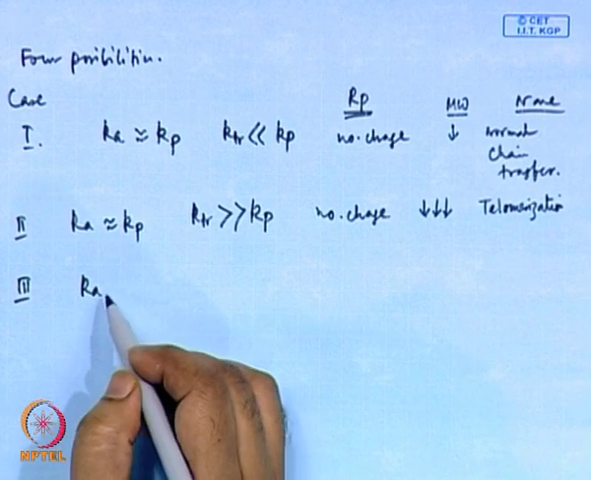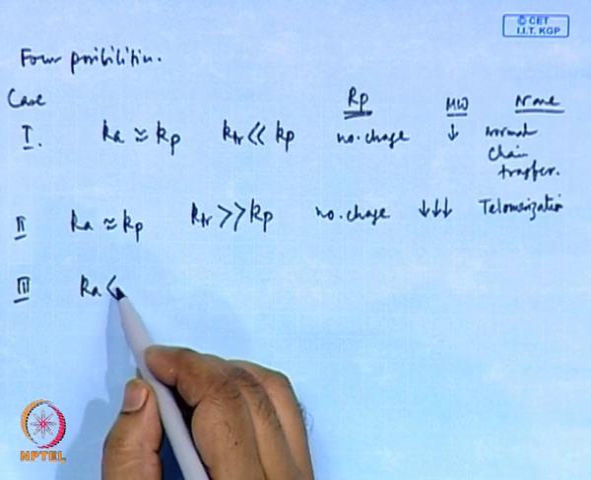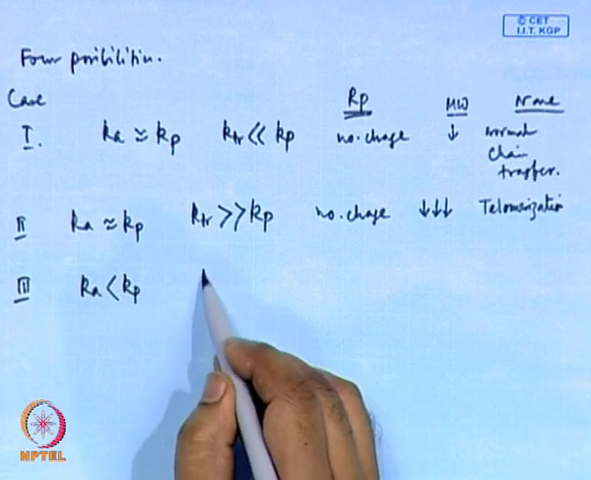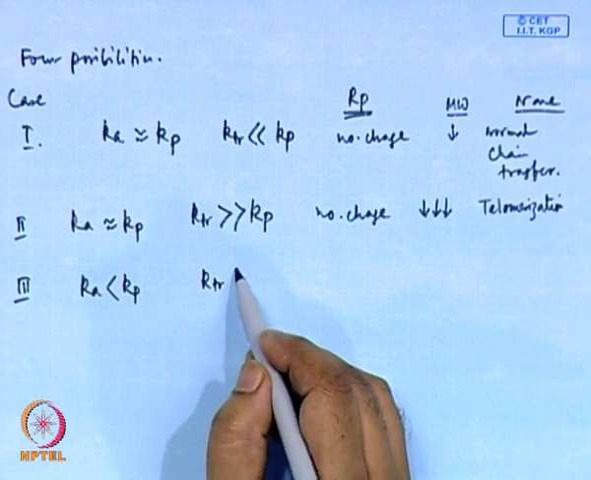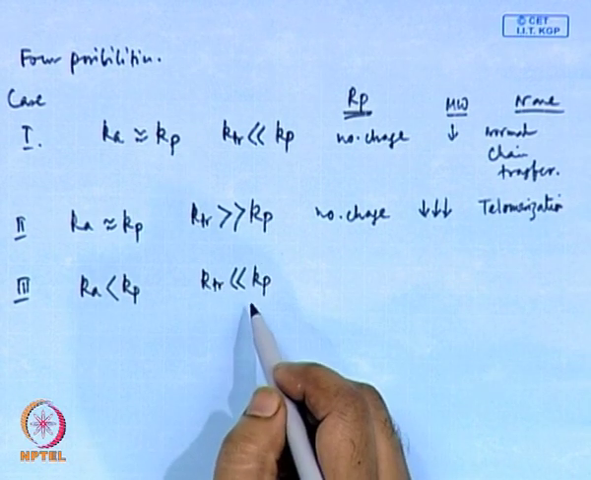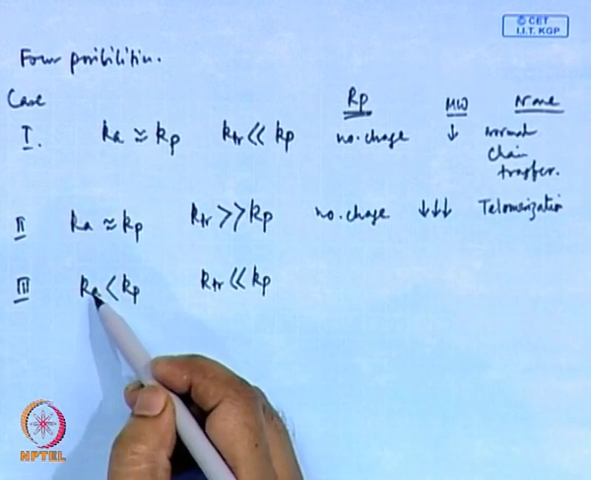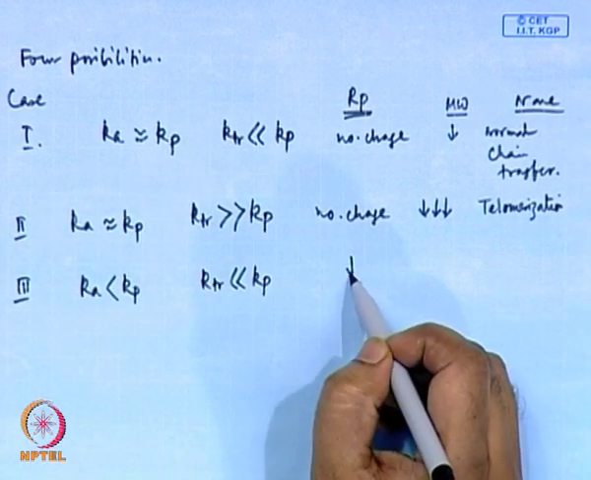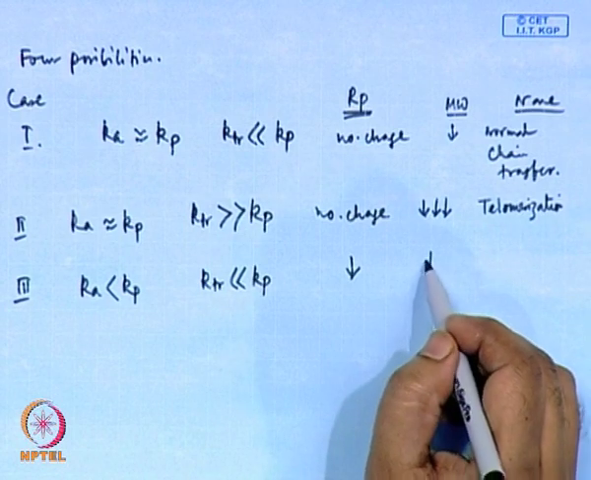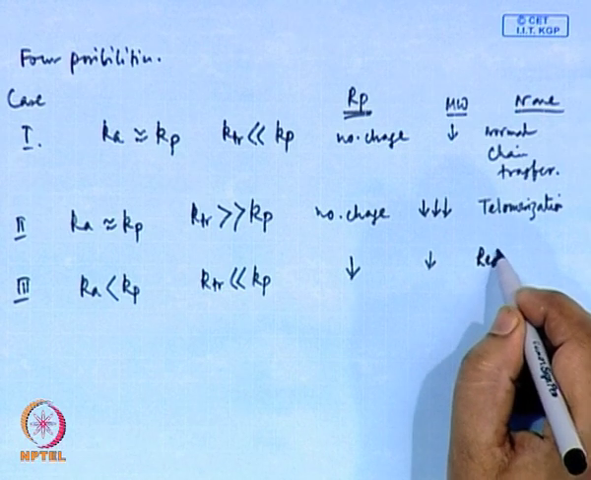The third case is Ka, the rate of polymerization with the radical formed due to transfer reaction, is lower than Kp, but the rate constant for transfer reaction is much lower than the rate constant for the original polymerization reaction. In this case, because this rate is lower, the rate of polymerization will come down, so will the molecular weight, and we call this retardation.